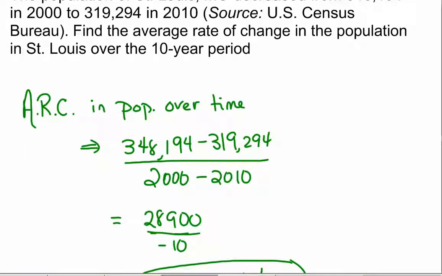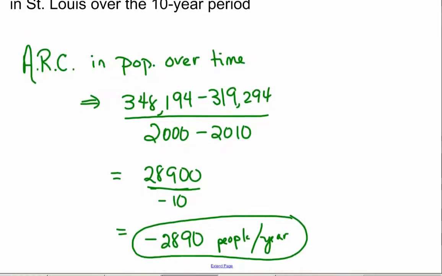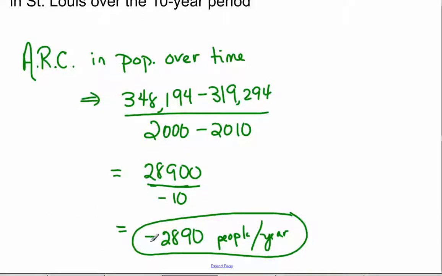Now I notice here that I'm going to get a negative number. That's all right, no big deal. When I simplify this, it tells me I have a negative 2,890. The appropriate label for that was, what was this top number? People or population, so it's people, over years in time. So we're losing 2,890 people per year. That's why that negative is important. It tells me if it's going to be an increase or a decrease change.